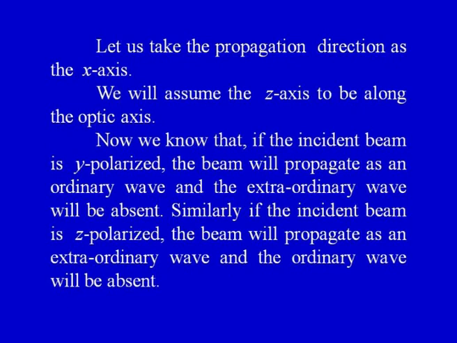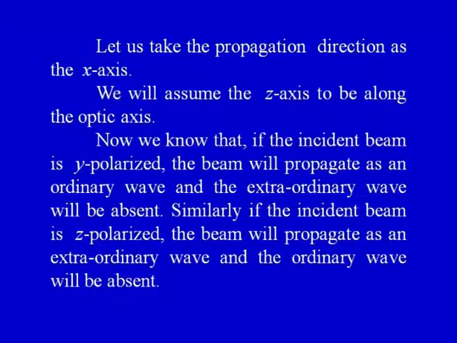Now, we know that if the incident beam is y polarized, the beam will propagate as an ordinary wave and the extraordinary wave will be absent. In this case, the vibrations are in the zx plane. Similarly, if the beam is z polarized, the beam will propagate as an extraordinary wave, and the ordinary wave in this case will be absent.